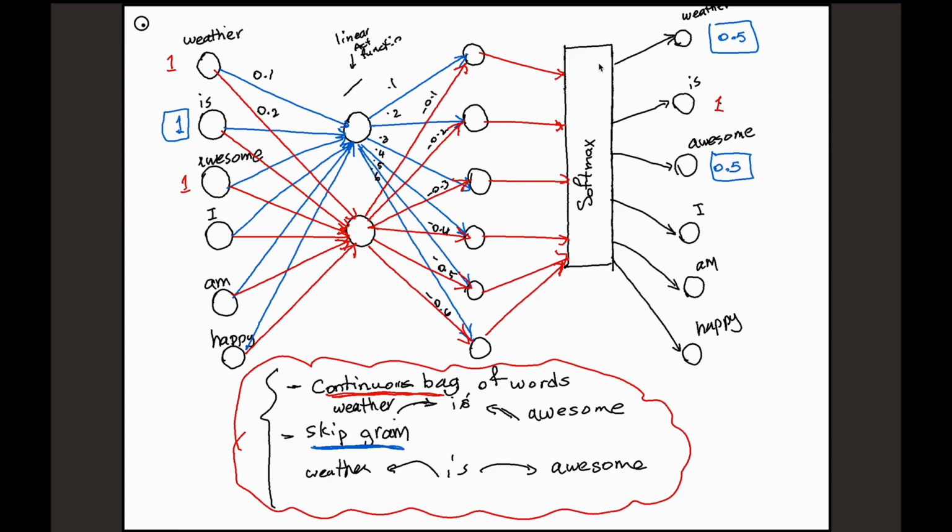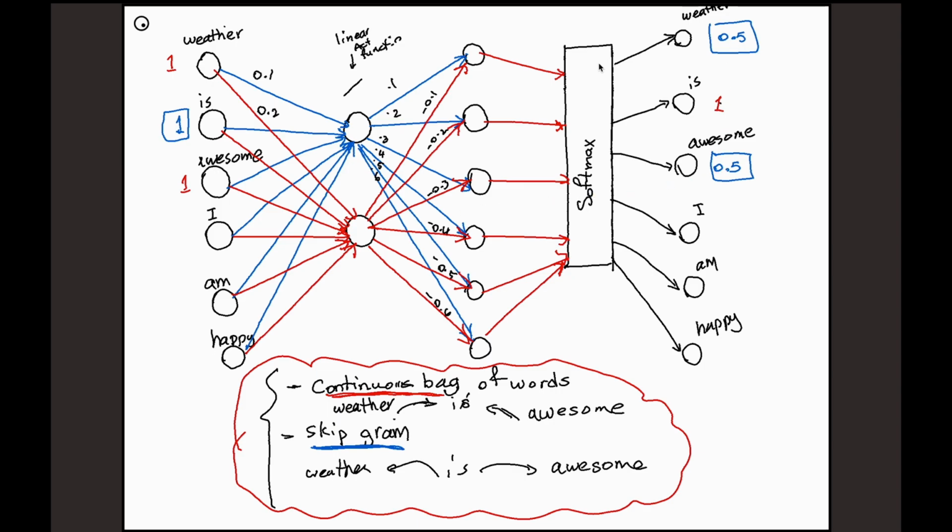The second thing we use is called skipgrams. Skipgrams is also a very powerful one. Imagine the skipgram is the opposite of continuous bag of words. Given a word like "is," you're trying to predict what is around it. Not necessarily the immediate things that are around it. If you have a big sentence, you can go more than 1 word around it. But here, given "is," you're trying to predict "whether" and "awesome." And since you have 2 words here, you want it to give 50% probability for "whether" and 50% for "awesome."